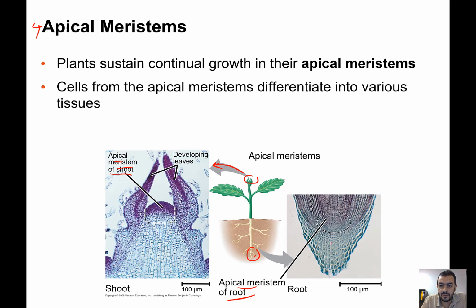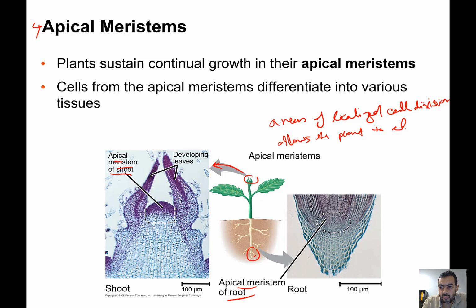So they are areas of localized, or continual, cell division that allows the plant to elongate, and this elongation will take place in this direction if we consider the apical meristem of the shoot, and in this direction if we consider the apical meristem of the root.